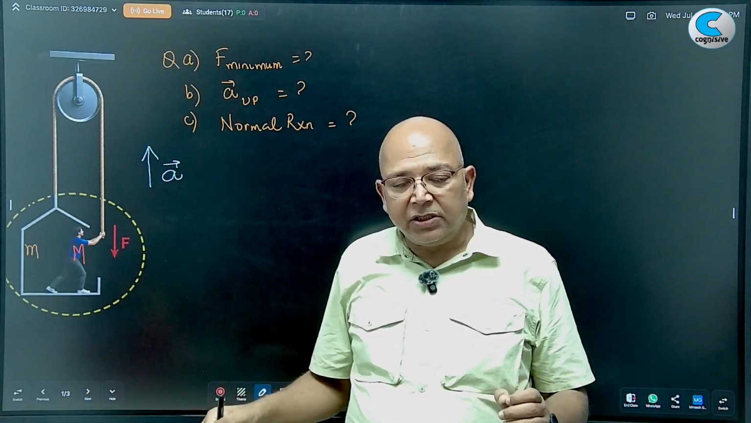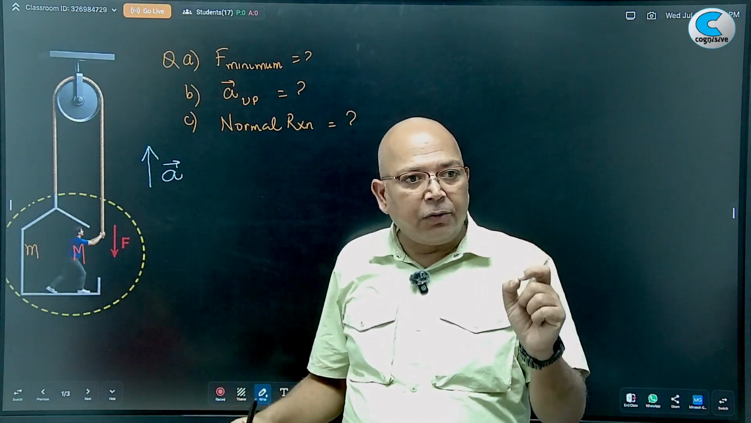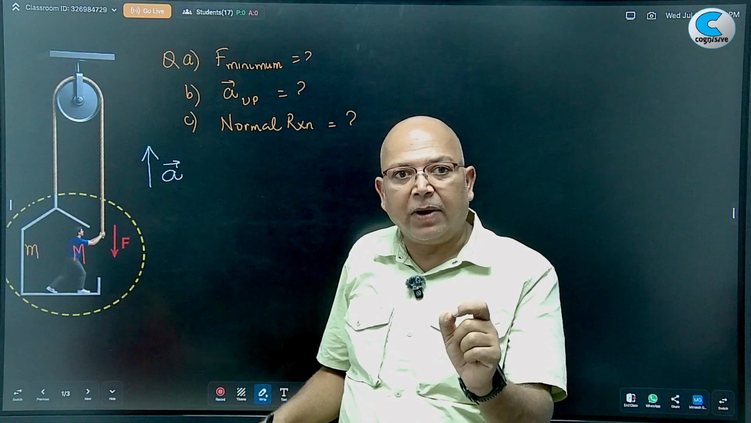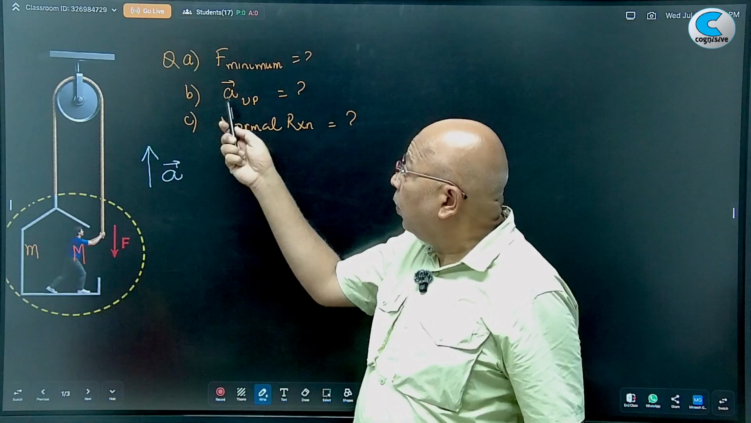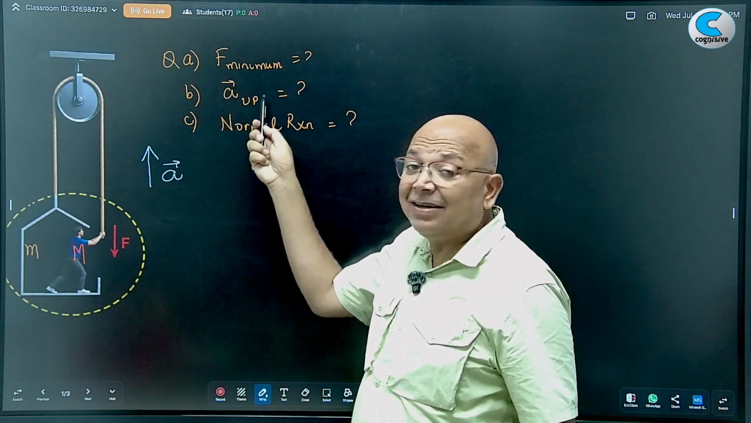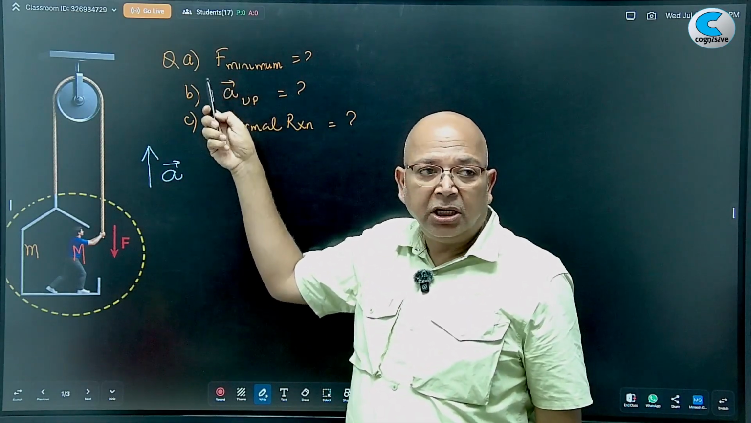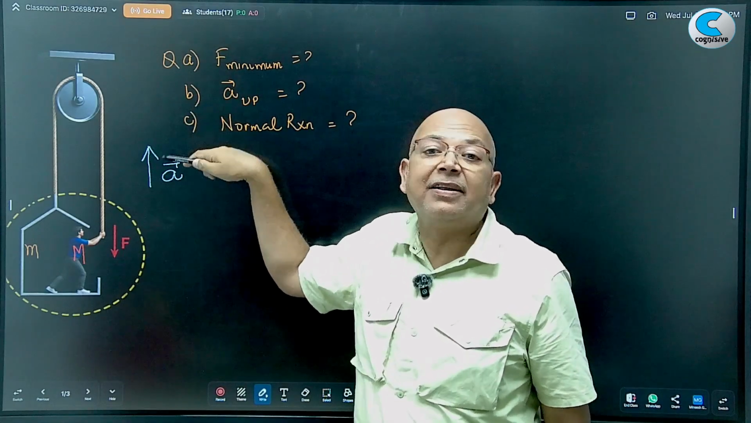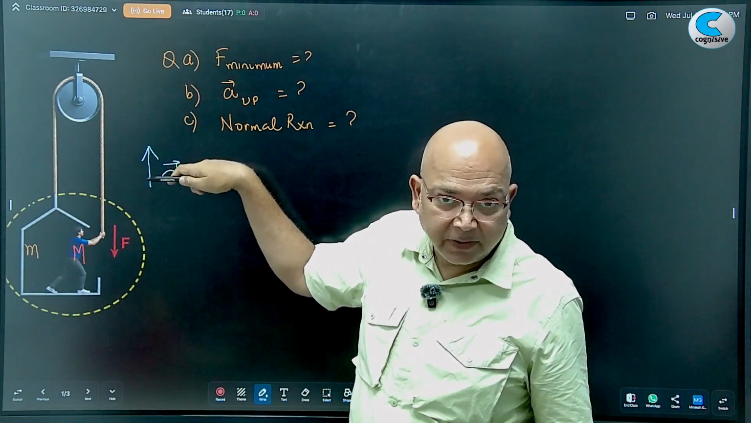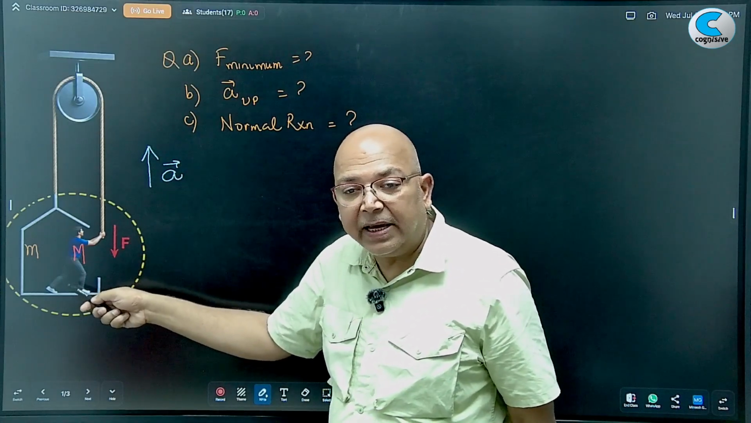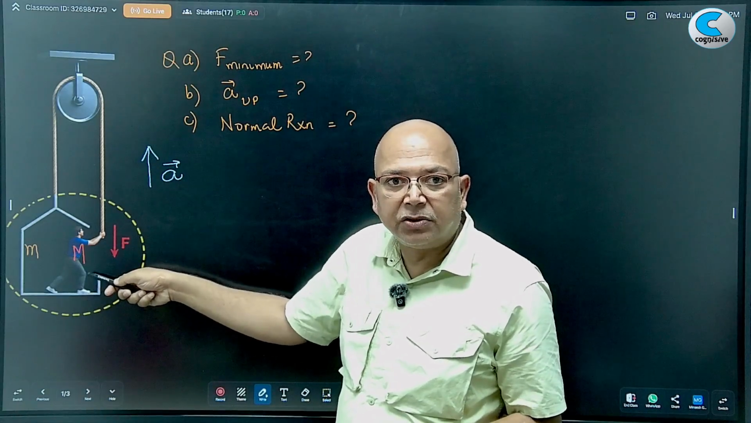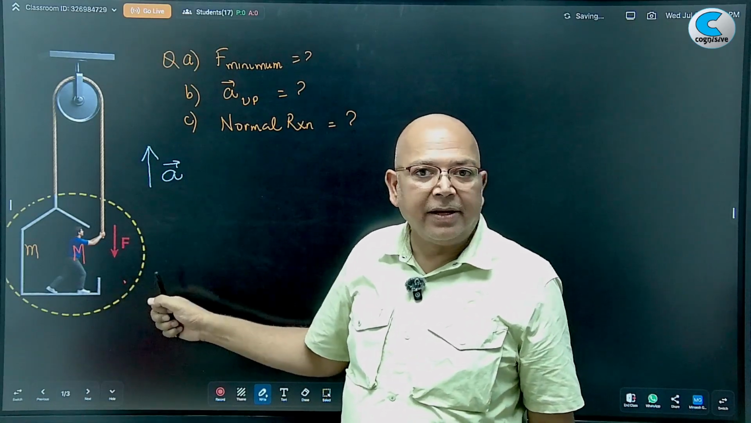Now, our job is, one, to find out what is the minimum force required to just hold it there. Second, what would be the acceleration in the upward direction if the applied force is greater than that minimum force, right? And the third is what is the normal reaction experienced by the floor of this trolley by the man.